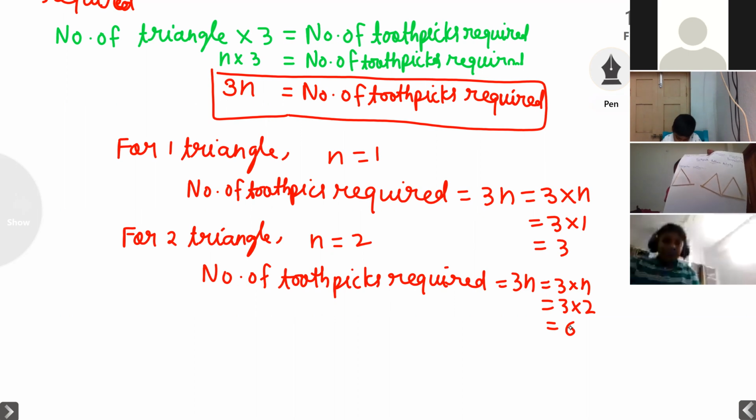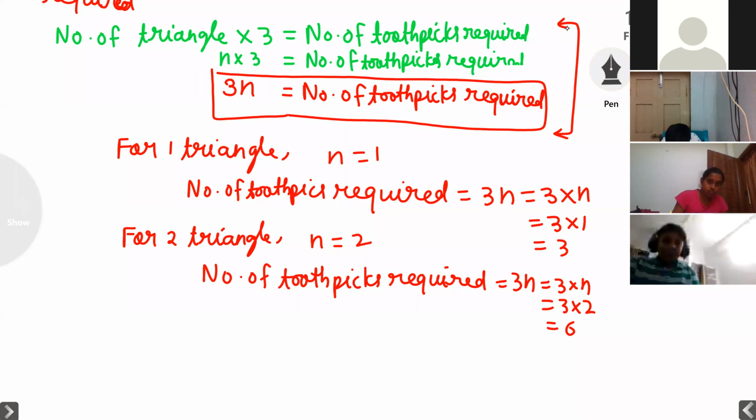Right. Now note down this pattern, very good. Now note down this formula. Number of triangles into 3 equals number of toothpicks required. Then write n into 3 equals number of toothpicks required. Note this down.